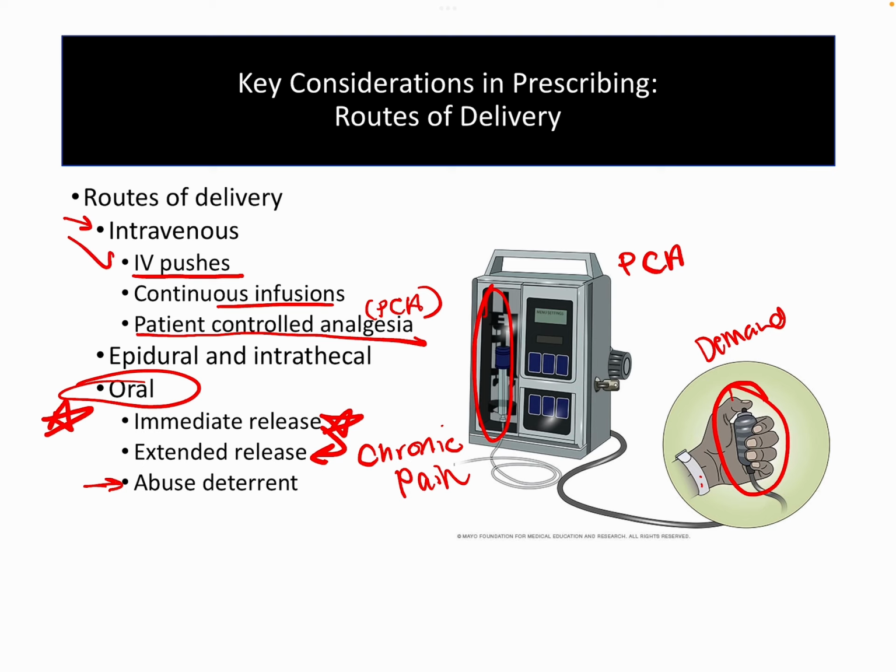IV pushes usually get ordered as like Q3 hours PRN. Continuous infusions are primarily used for the ICU and for sedation. And you might learn about that a little bit more if you take the ICU elective. The epidural and intrathecal routes do inject it right into the spine. They do help with pain management as well.